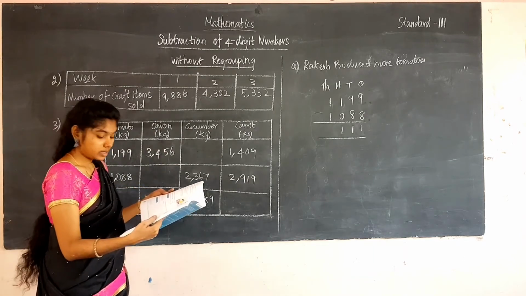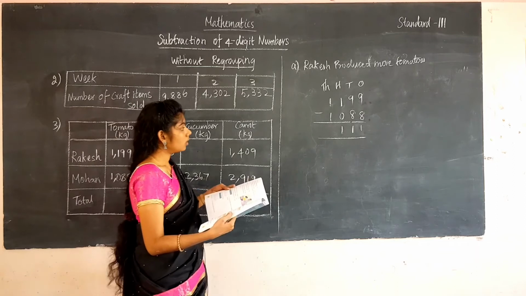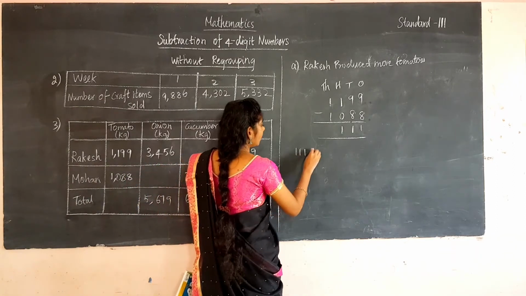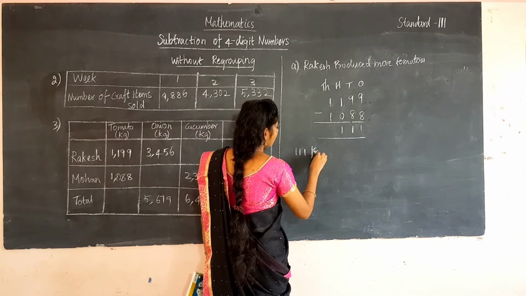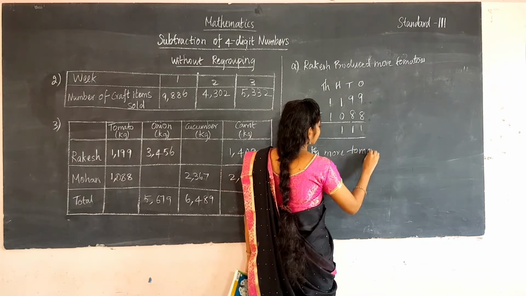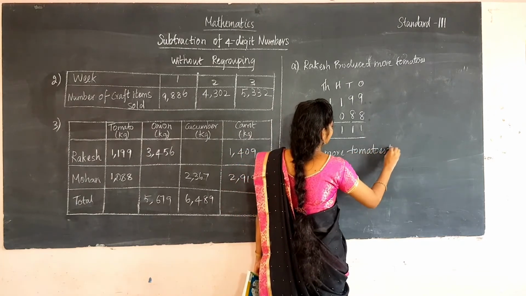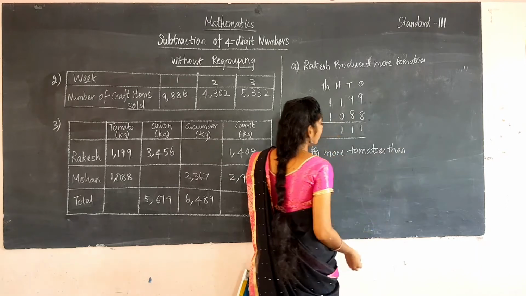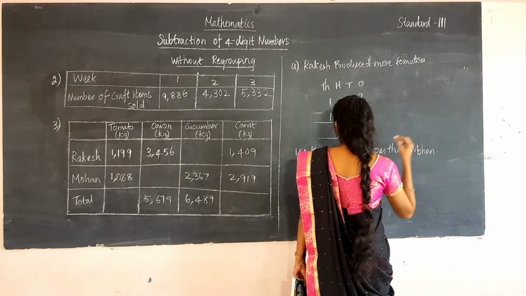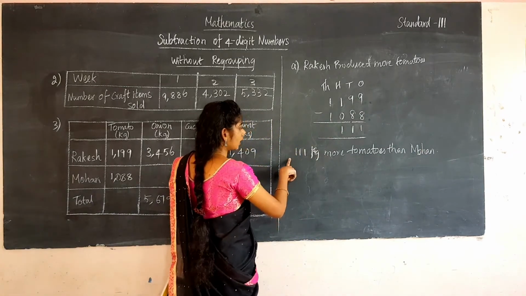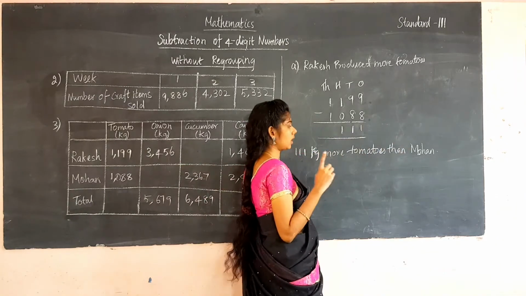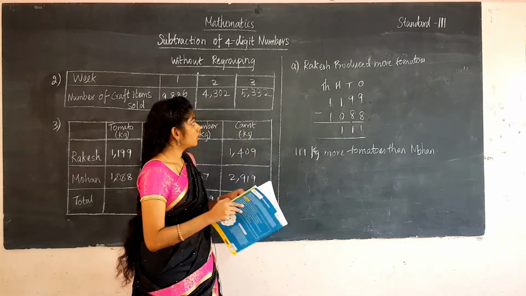This is for the first question. So 111 kg more tomatoes. Write that, 111 kg more tomatoes than Mohan. So write as: Rakesh produced 111 kg more tomatoes than Mohan. You can write that, with Rakesh's name.